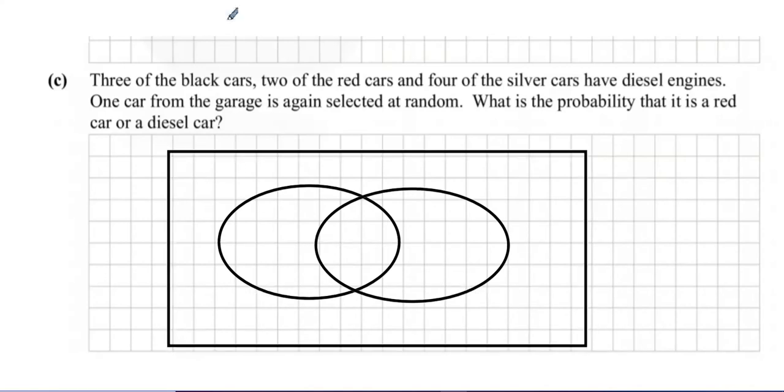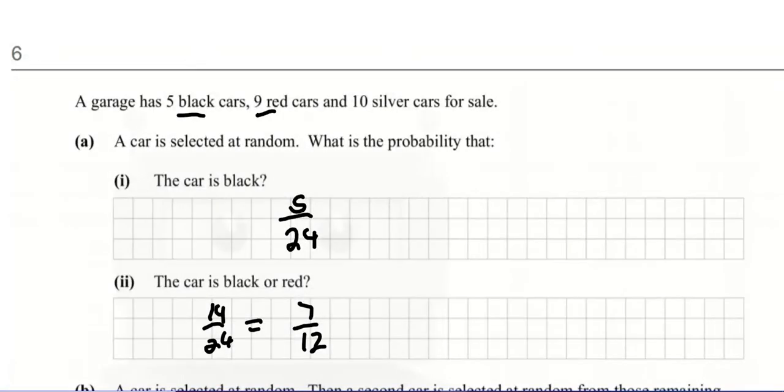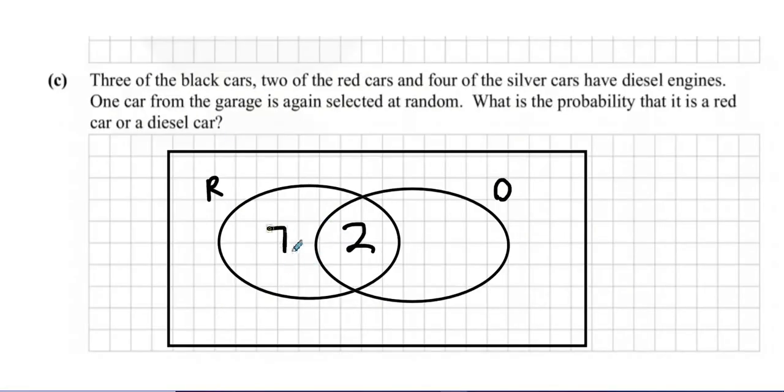So remember, there's red cars, and then there's diesel cars, okay? And then there's cars that are neither red or diesel on the outside. 3 of the black cars, 2 of the red cars. So 2 cars are red and diesel at the same time. And how many red cars do we have in total? 9 red cars in total. So this means these 7 here are red cars, but they're not diesel. These 2 are red cars and diesel. Now we're looking for the diesel cars. So 3 black and 4 silver. So 3 plus 4 is 7.